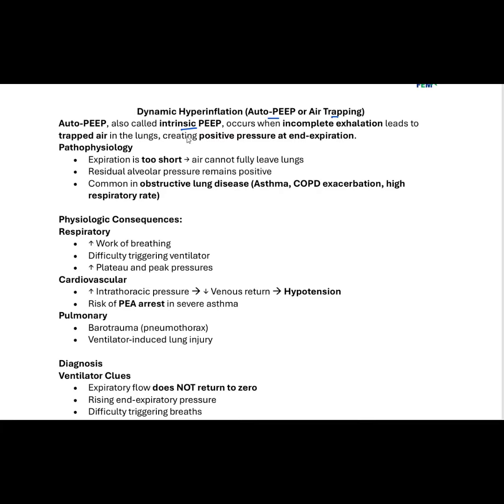And if that pressure at the end of expiration starts to increase, guess what's going to happen? That will start to increase the intrathoracic pressure. And if the intrathoracic pressure is increased, then that could lead to an increase in right-sided afterload in the heart. And that could decrease venous return, and that could lead to hemodynamic instability.